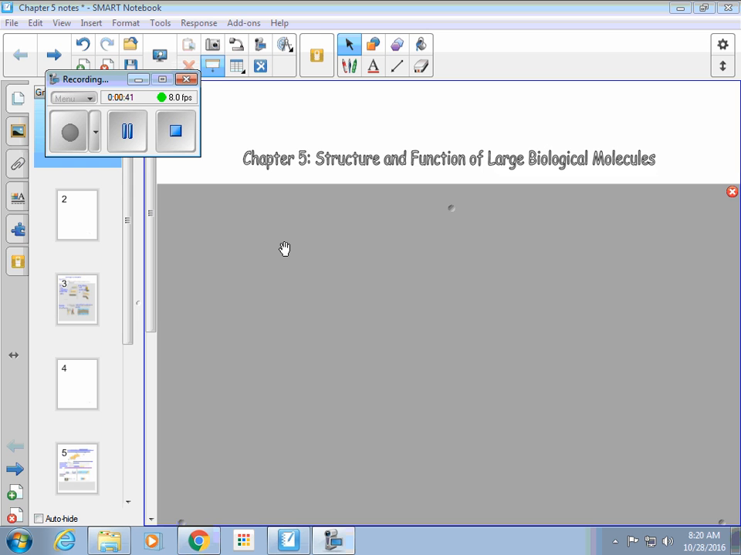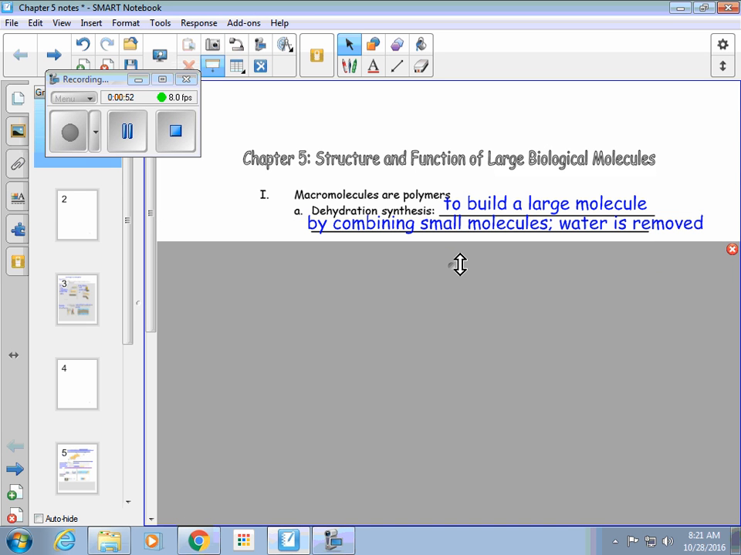So let's get started. Before we talk about the large organic molecules, we need to discuss 2 processes, one of which is a building process and the other is a breaking process. The term dehydration synthesis refers to the synthesizing or building of a large molecule from small pieces, from small monomers. Monomer is a really small piece of a large molecule.